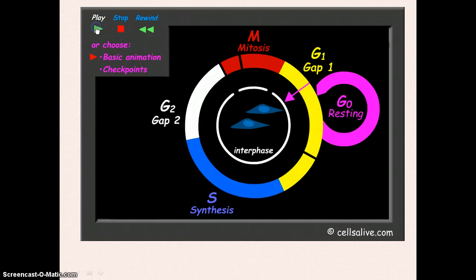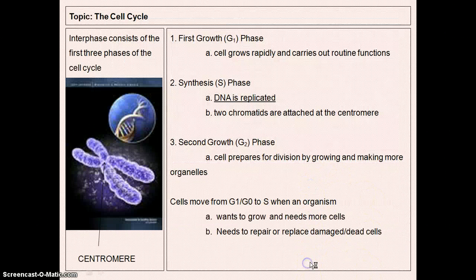Then when the cell is ready, it's going to go through the S phase, where it's going to unzip its DNA, make a copy, G2, followed by mitosis. So those are the phases of the cell cycle. G1, S, G2, and then mitosis, where you see the cell actually divide. So what happens in all these phases? Let's write it down.